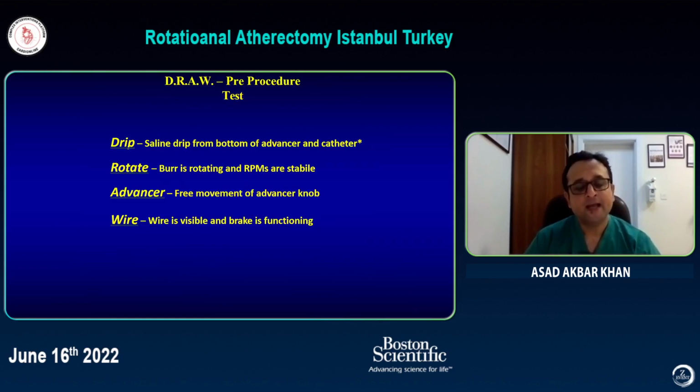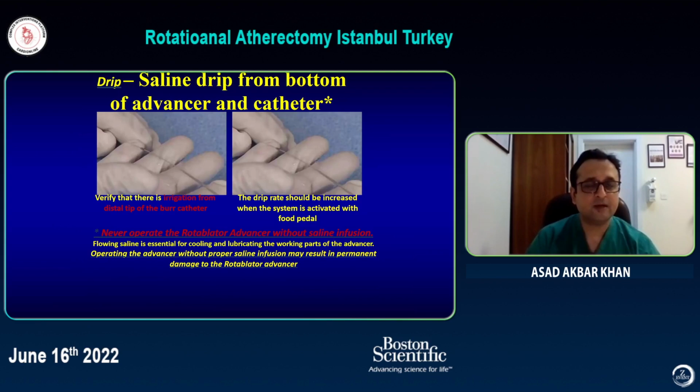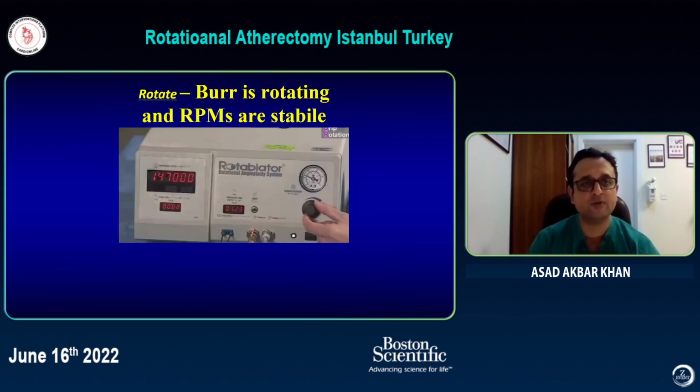All people who are starting off on rota are told this mnemonic DRAW, and we're going to go through step by step what it involves. So for D, drip: you need to make sure that the saline is dripping from the bottom of the advancer as well as the catheter, not just one of them. And never even test your rotabur without checking for the drip.